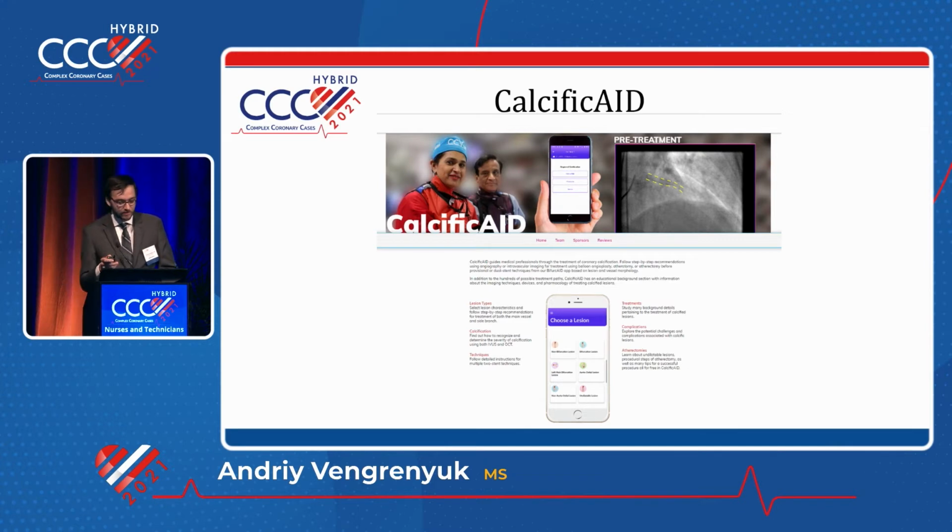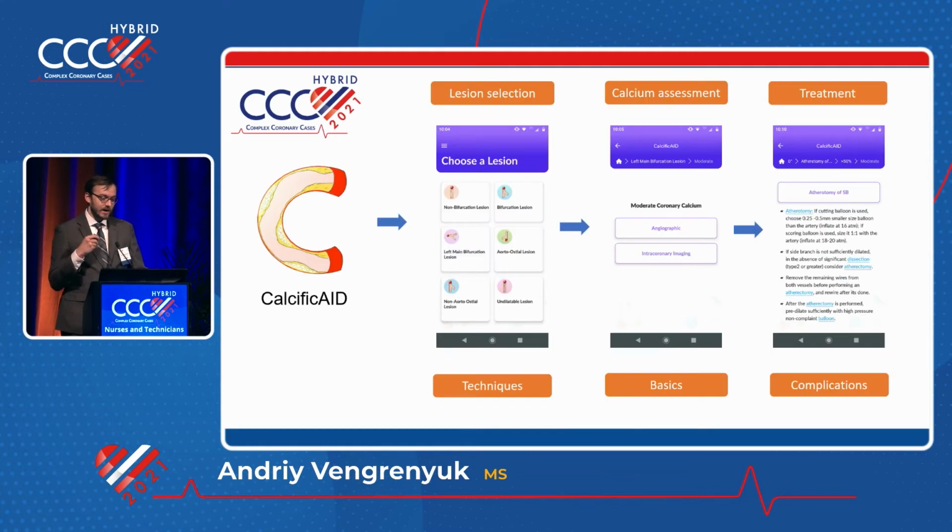Then Calcific Aid, if you were here yesterday, you probably saw me tossing up some factoids here. It goes into detail about how to treat calcified lesions. Calcified lesions generally have worse outcomes, particularly because they're hard to dilate. And if you don't properly treat this lesion before stenting, you're going to end up with stent under expansion, which has notably worse outcomes for the patient.